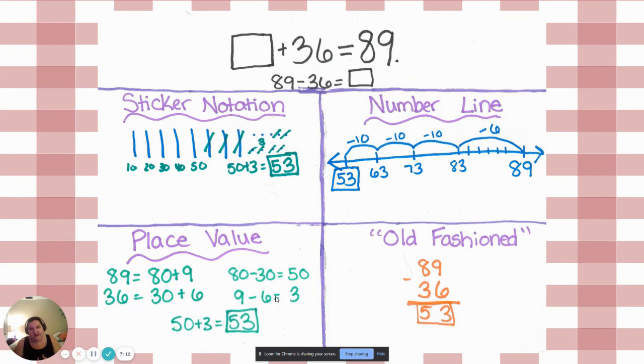So again, boys and girls, I want to challenge you to explore these strategies and find 2 that you feel very comfortable with. Let me know if you need any help with any of these strategies and we'll tackle them.